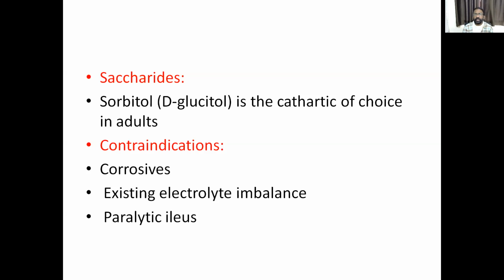What are the contraindications of catharsis? Corrosives, we should not use catharsis. Existing electrolyte imbalance: if the patient is in a state of electrolyte imbalance, we should not use it. And paralytic ileus is another contraindication.